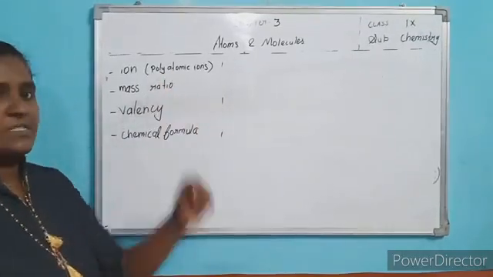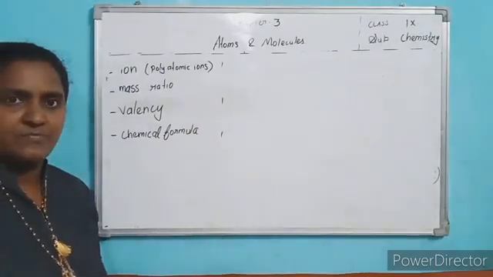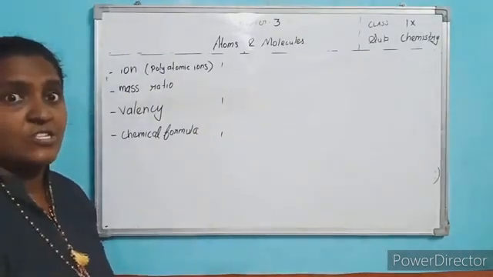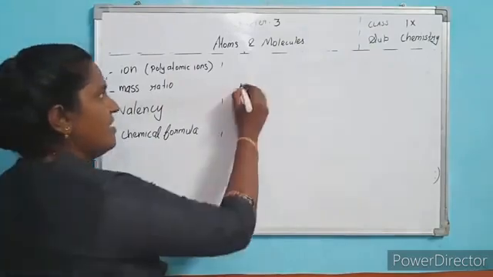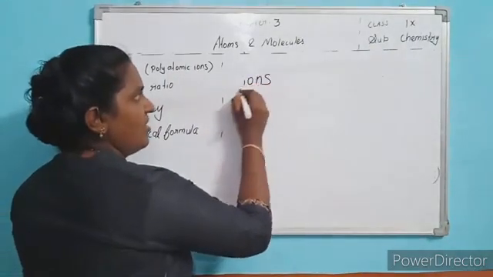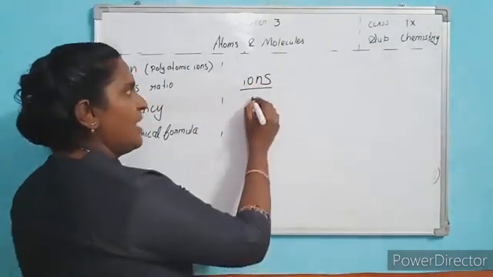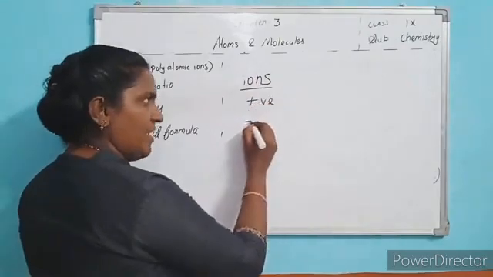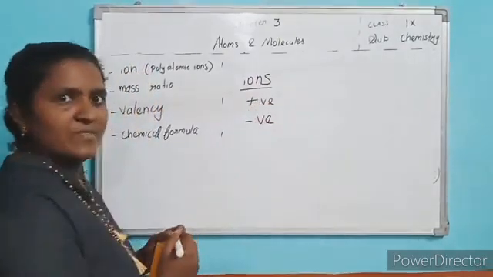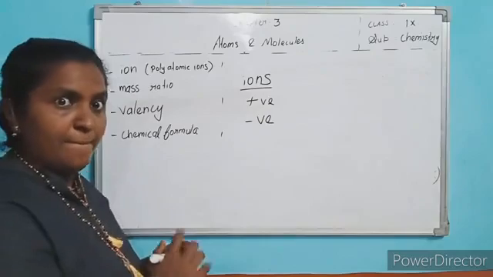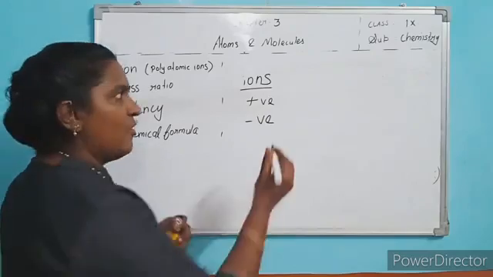The first topic is: what are ions? Ions are charged particles. They may have positive charge or negative charge. Generally, basically all the metals form positive charge.